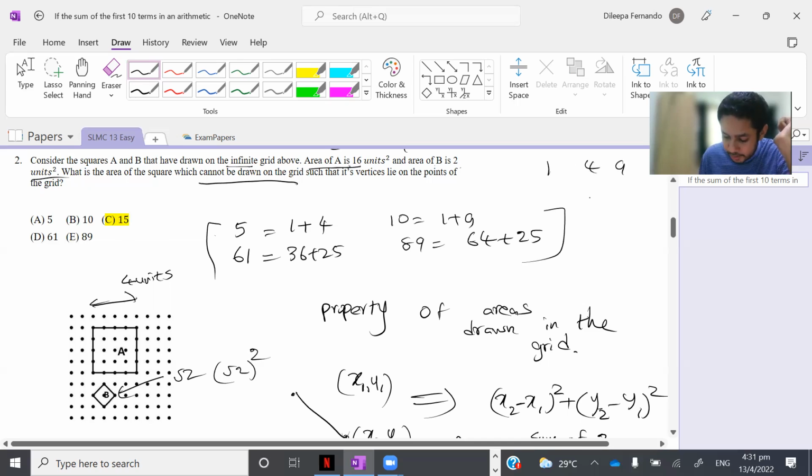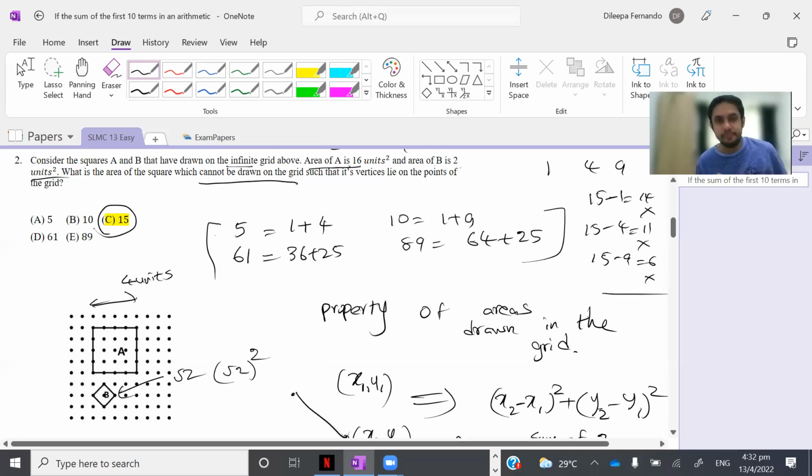So you can see 15 minus 1 is 14, which is not a perfect square. 15 minus 4 is 11, not a perfect square. 15 minus 9 is 6, not a perfect square. So you can see that 15 is the answer. Yeah, so far so good.